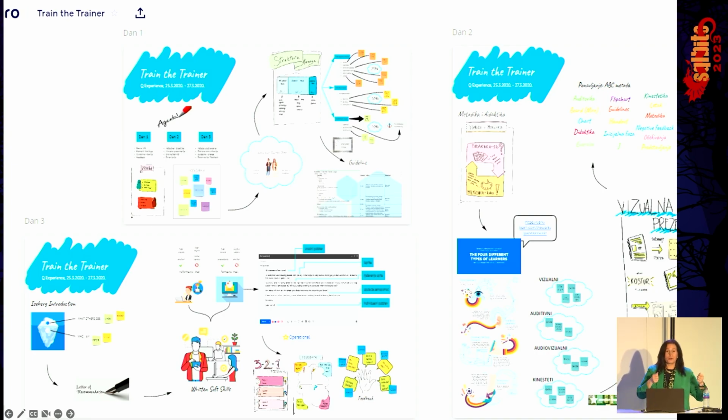But this Miro board was handed to her, and they said, we want you to create a user guide out of this Miro board. And she said, what? You know, because you could have one word that could represent an hour-long discussion. She doesn't know what's important, what isn't. It's the wrong tool for the job.